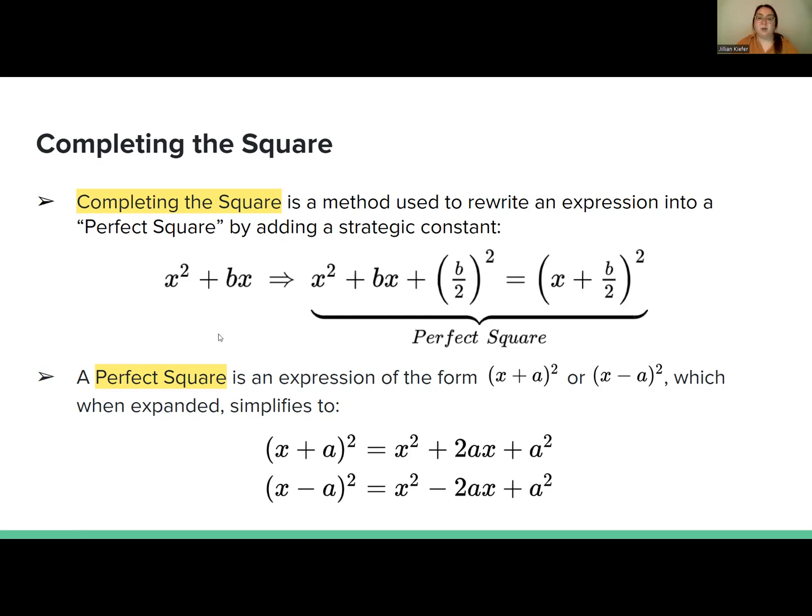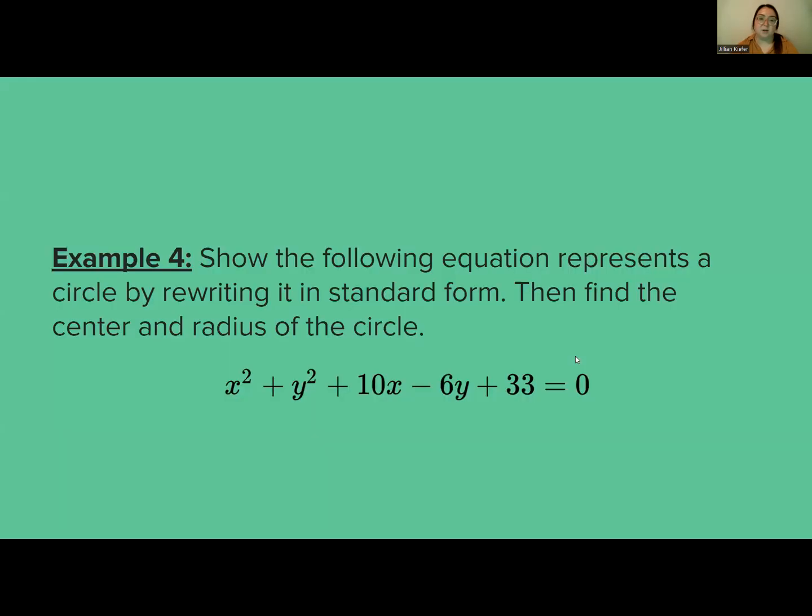But all right, the perfect square formula up here with completing the square, this is what's going to be most important to us because we're going to do our last example. We're going to show the following equation represents a circle by rewriting it in standard form. Then we just want to identify the center and the radius of the circle.